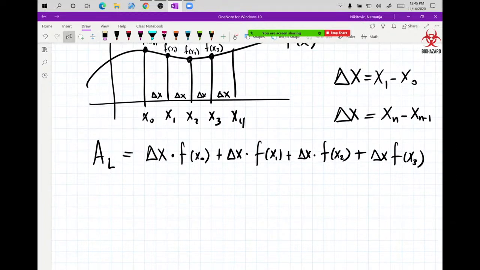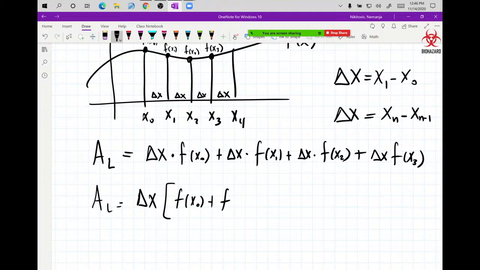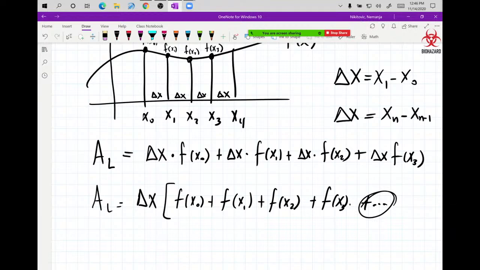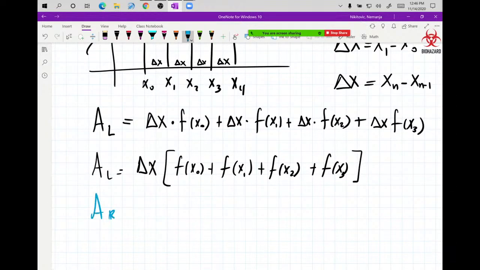And you see that you can factor out delta x because they all have the same delta x partition. They don't have to, but for convenience, you should choose that. I mean, that, dare I say, should be common sense. So now you have just f of x0 plus f of x1 plus f of x2 plus, for this problem, f of x3. But in all reality, I don't know how many rectangles you have, right? So that's that part. Now, as a contrast, immediately, the right approximation is going to be the same, except you are skipping the first point and you are including the new one on the end.